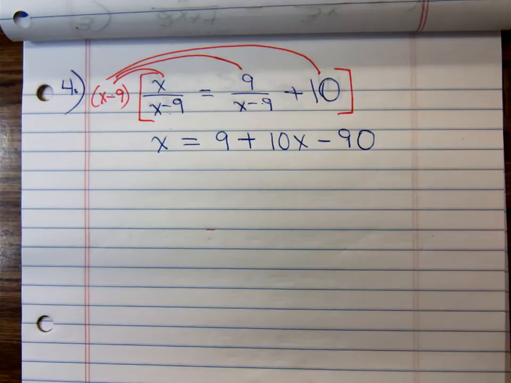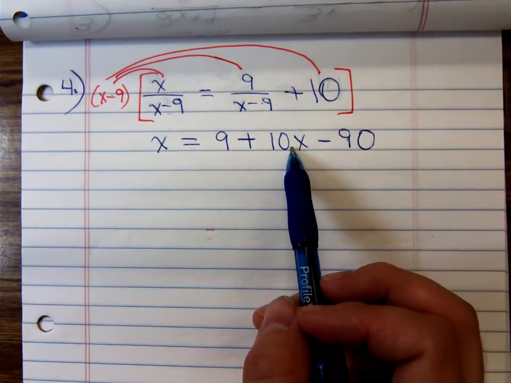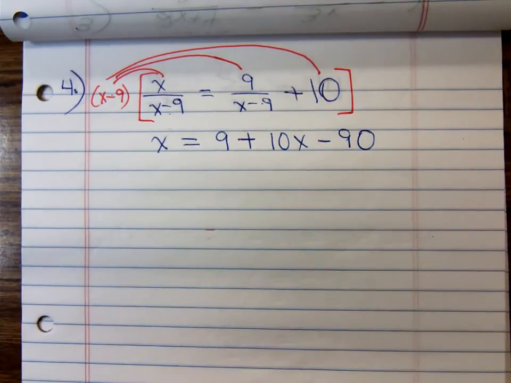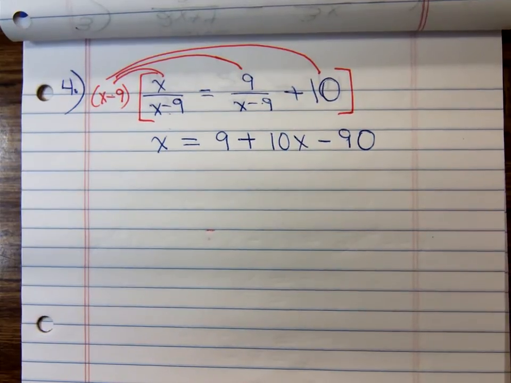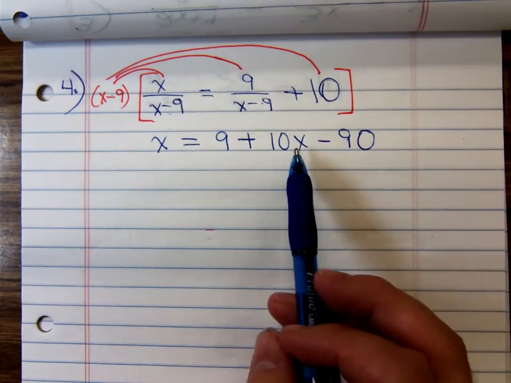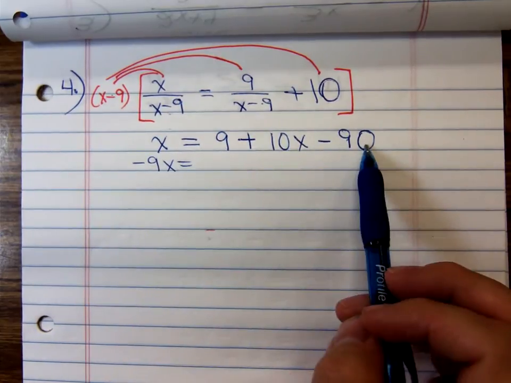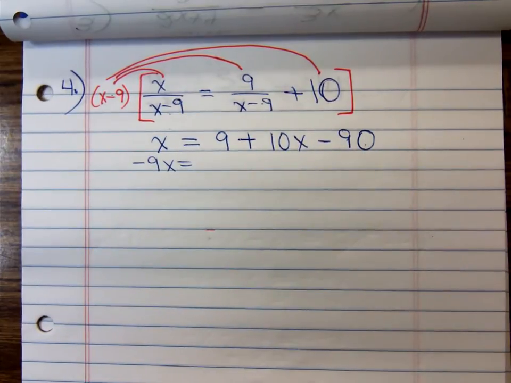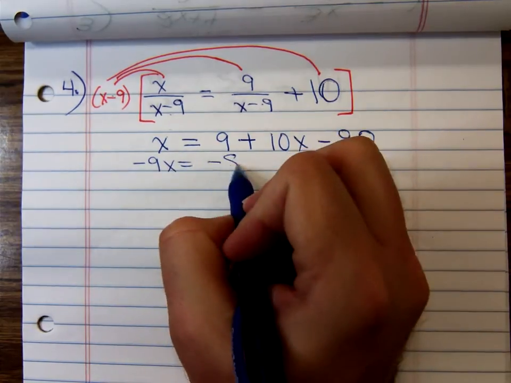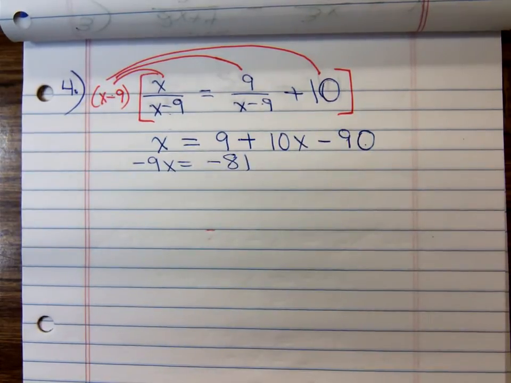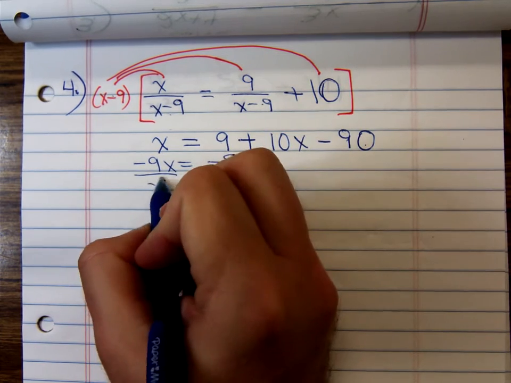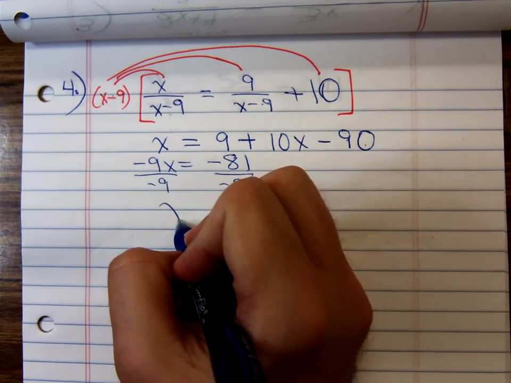This isn't quadratic, at least. No x squares. You don't have to worry about factoring or the quadratic formula. I'd move the 10x over to the left-hand side. Moving the 10x over to the left-hand side, 1x minus 10x, that's a negative 9x. And 9 minus 90 gives me a negative 81. Divide both sides by negative 9 to give us x equals a positive 9.